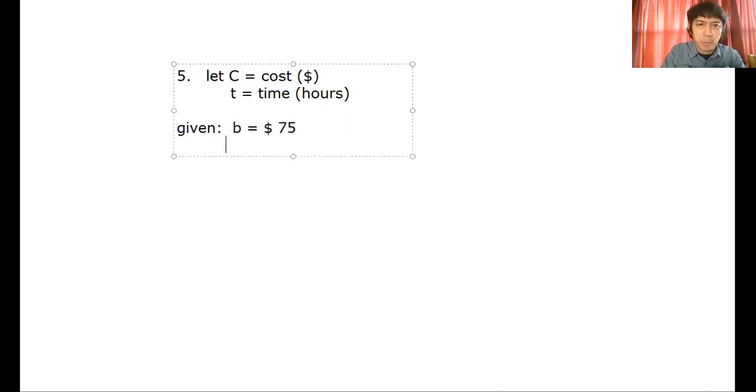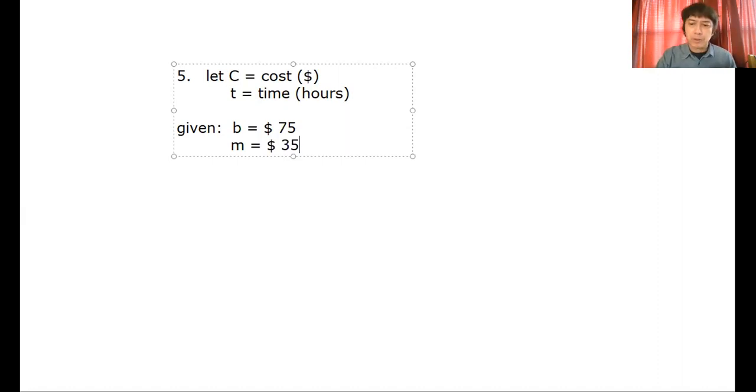And then m, our slope, is for every hour we add $35. So that means that is 35 to 1. Remember, there are 2 units in the slope, so this is amount per unit time. So this is 35 over 1 hour. So that's the slope. And this is positive because your cost is going to increase.